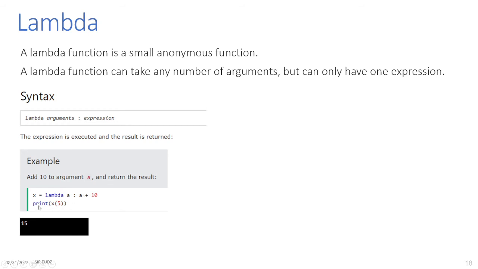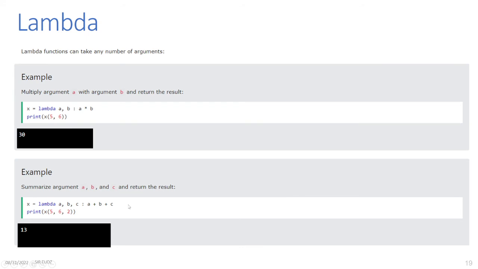So let's say if we have a print x 5, then that's 5 plus 10. So that will give us 15. So this is the value for A, the argument. So another example, can take any number of arguments. So we have here 2 arguments, A and B, and it will return the product of A and B.